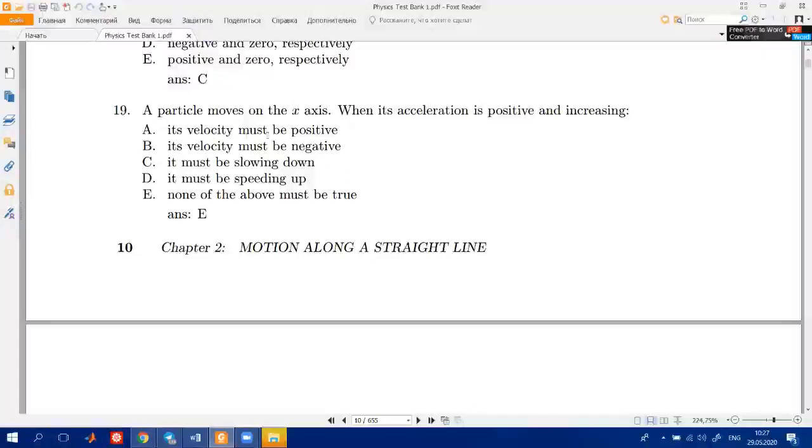A, its velocity must be positive. Unga bog'liq emas, demak, bu tezligi musbat bo'lishiga bog'liq emas tezlanish. Its velocity must be negative.